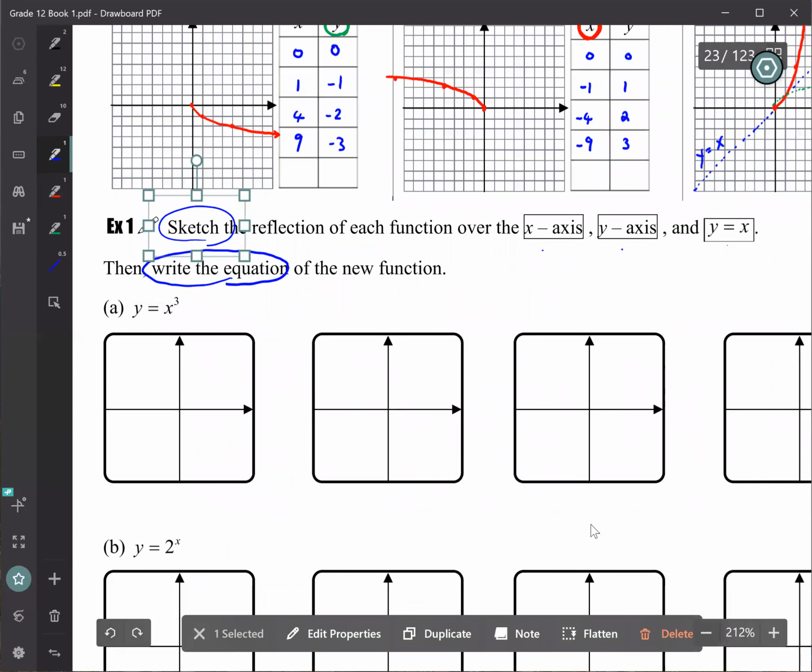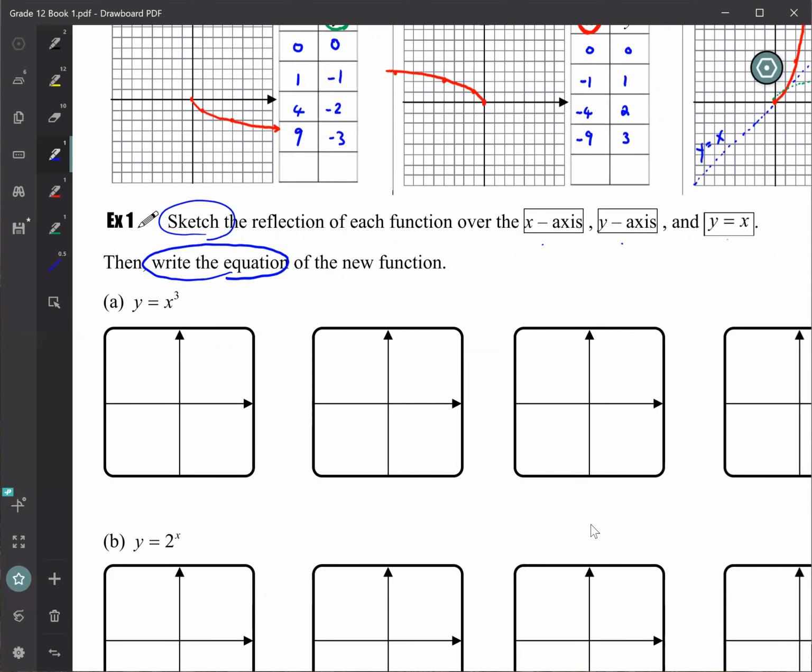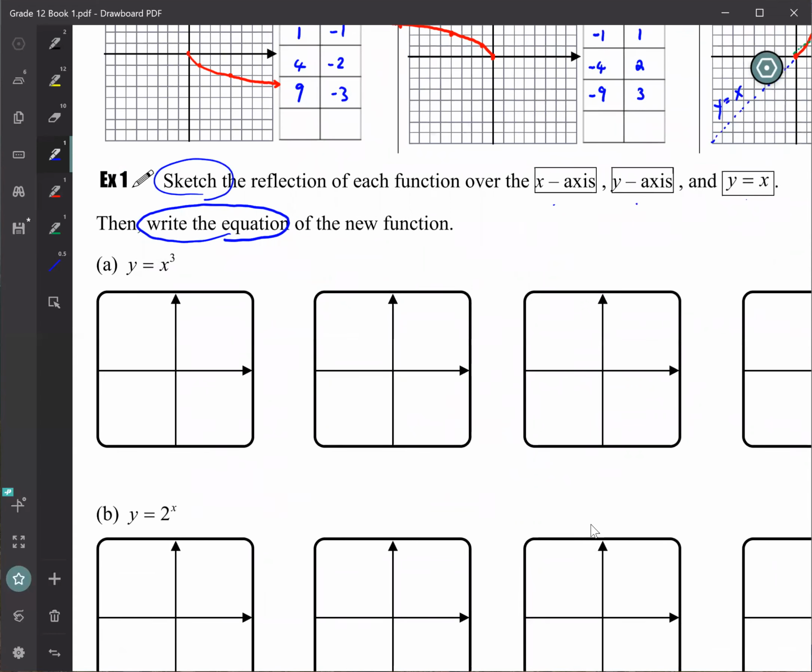So the first box here, you see 4 boxes, right? The first box is the basic one. I remember I asked you to memorize y equals x cubed. So I'm going to ask one of you to draw it out. Who can draw it out?